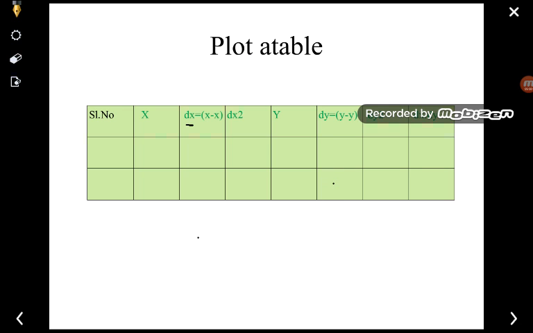So dx, how can it be calculated? That is the deviation from the mean, which means x minus x bar. It can be calculated by first calculating the mean and then subtracting it from each observation of the series x, starting with the first observation. That is x minus x bar, where x is the first observation and x bar is the mean. So we will get the dx.